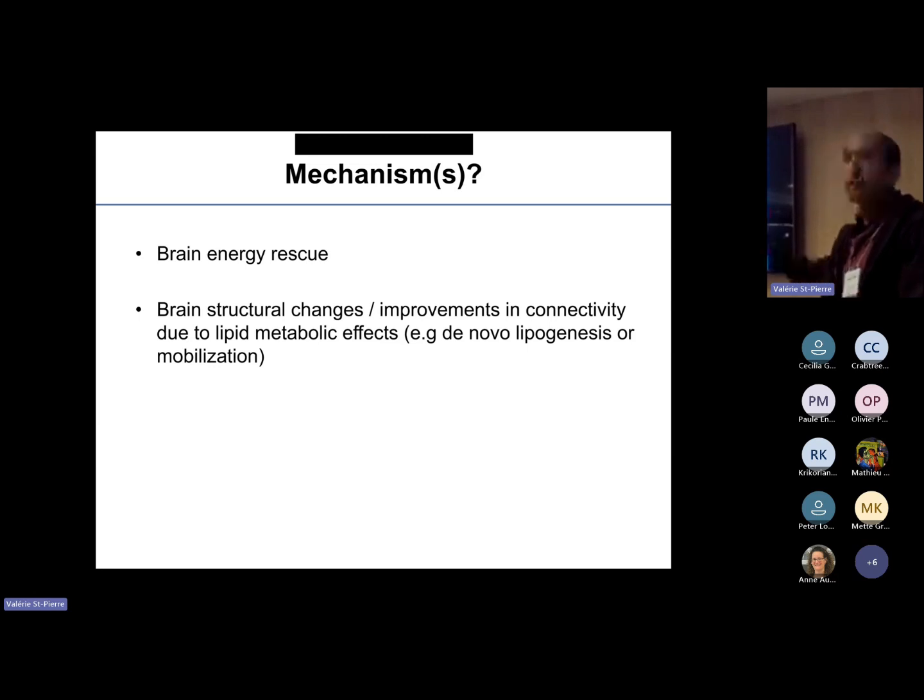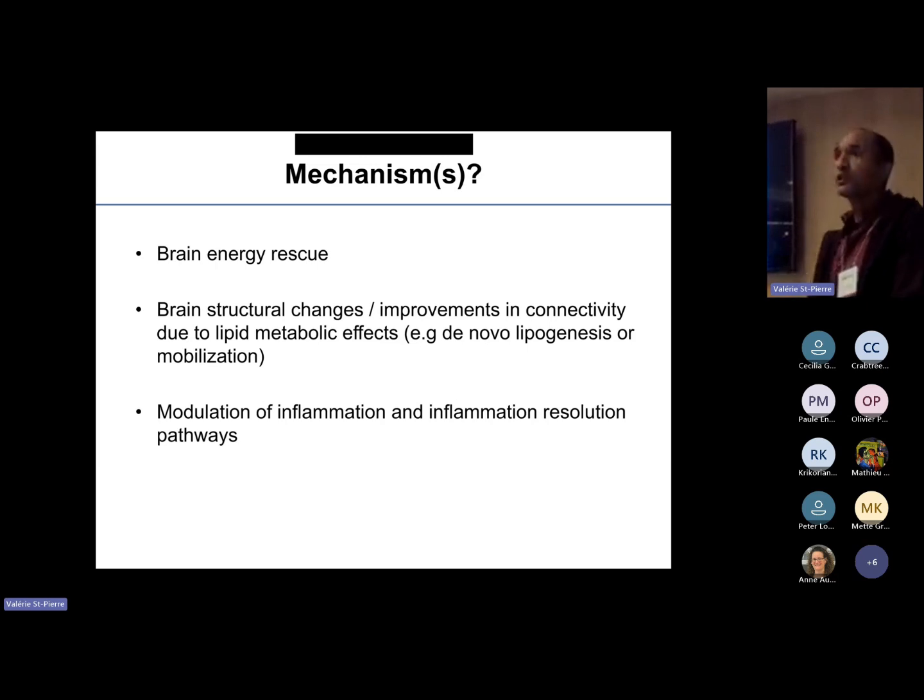Brain structural changes shouldn't be disregarded, and this goes back to the de novo lipogenesis or mobilization of fatty acids that the brain desires, DHA, arachidonic acid, from adipose all the way to the brain. But also the question of inflammation.